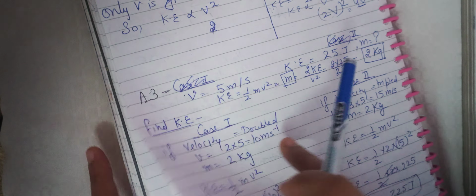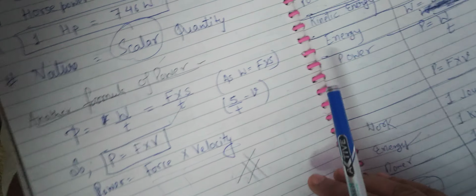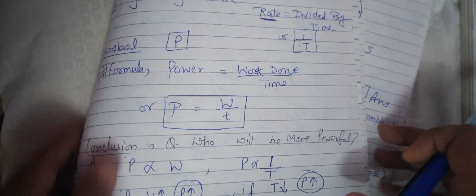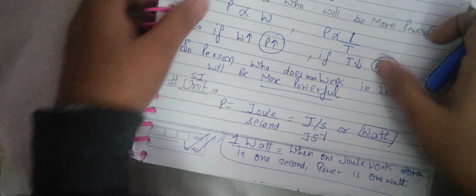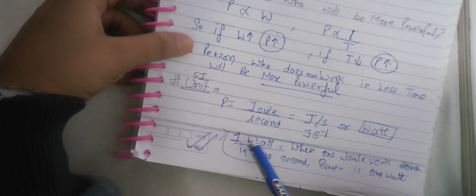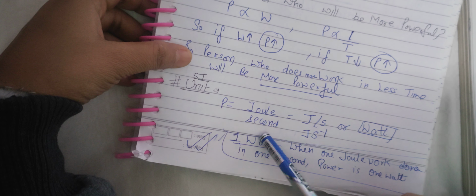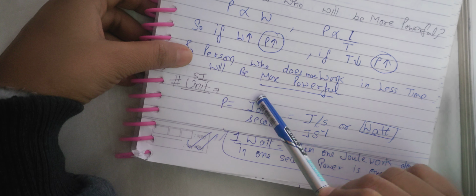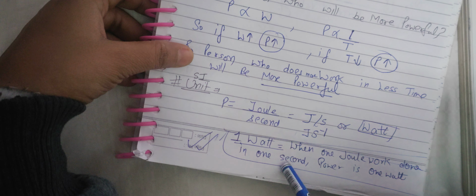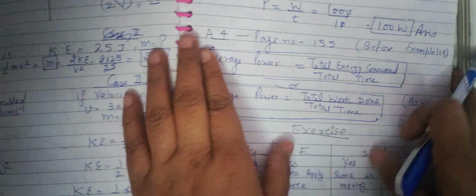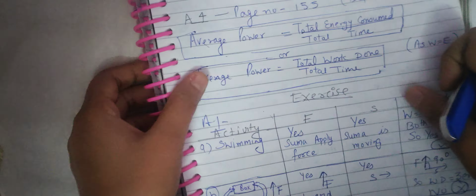You just see the notes here. You'll see power is equal to work upon time. This is the 1 watt definition. So power is equal to work upon time. Work is in joule, time is in second. So when 1 joule of work is done in 1 second, then it is 1 watt. Simple. So they can ask you the formula, the definition of the formula, or the definition of the unit. If you know the formula, then you can define anything.